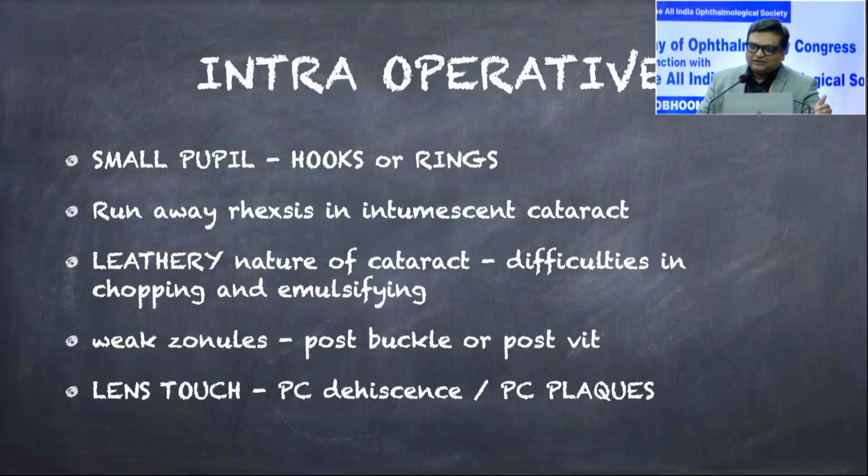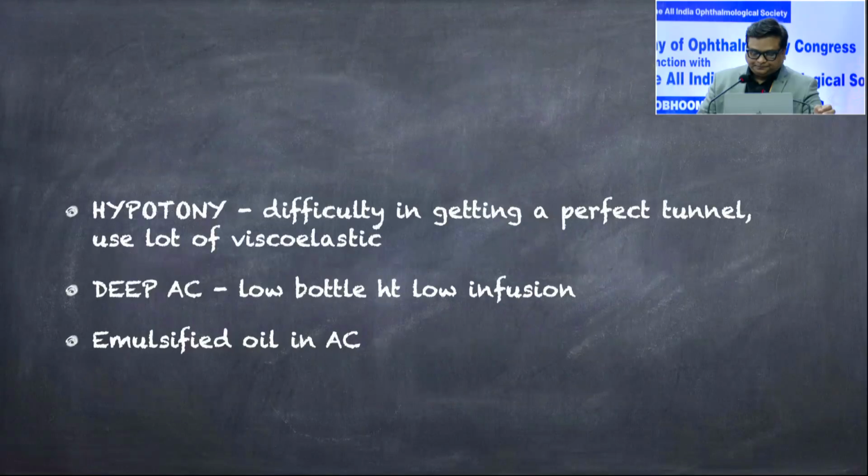And if there is a lens touch intraoperatively, the retina surgeon would indicate that, because especially in young patients, you might have a PC dehiscence and PC plaques. Hypotony is one more thing wherein you have to keep using viscoelastic, especially in cases of high myopia. After the oil removal, especially if you are doing oil removal and the cataract together, then the hypotony would be a bigger challenge. So you need to manage that well. A very tight section is important in such cases.